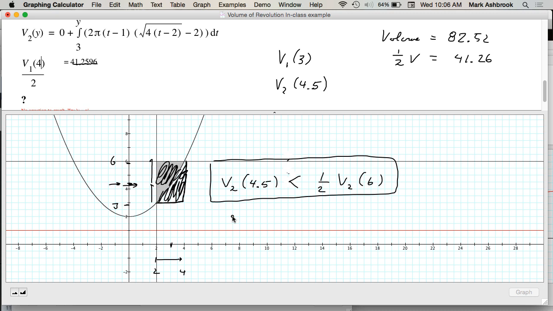Because the radius is smaller. Imagine these shells. These shells here have a smaller radius than these out here. So with a bigger radius, you're further away. With a bigger radius, you're having more volume out there than closer to the axis of rotation.